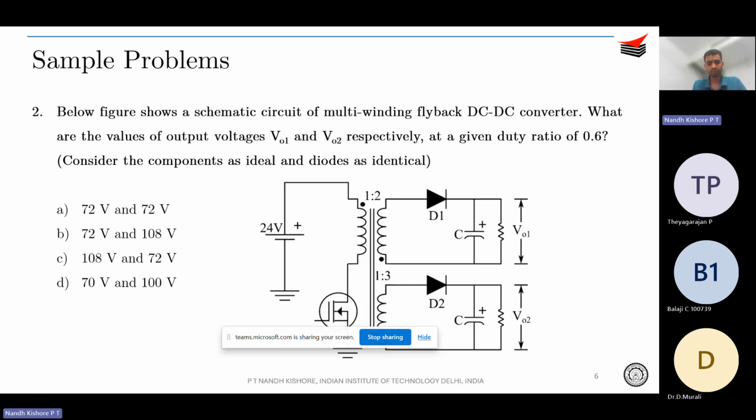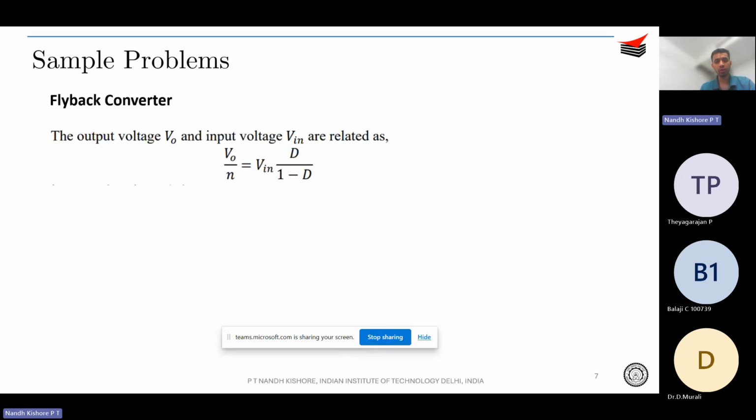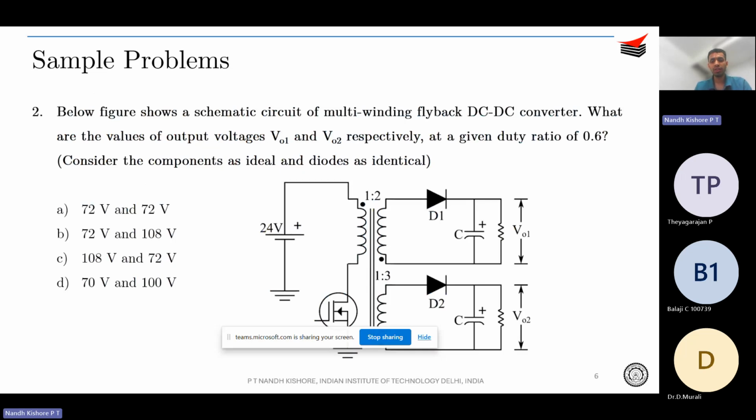D is given and the input is given as 24 volts. From this, it should be quite clear that since your V0 is n times Vin times D by 1 minus D, you can just substitute for V01 and V02 individually. So this is the multi-winding flyback converter. On the primary side, you have one turn. On the secondary side, you have one part with 2 turns and the other part with 3 turns.